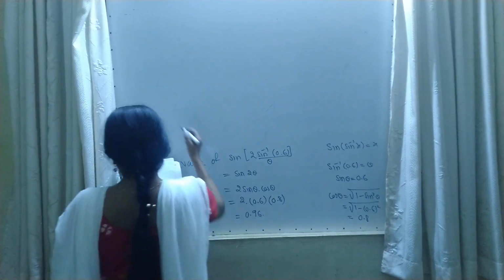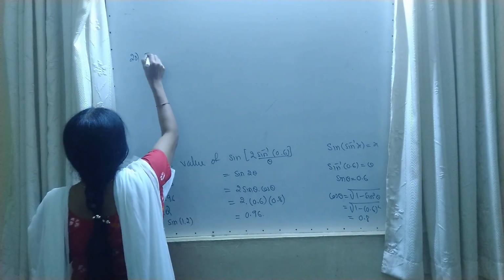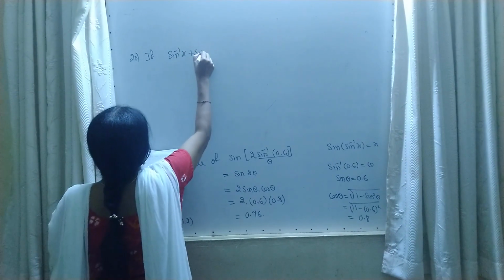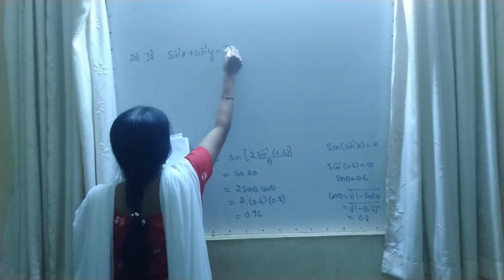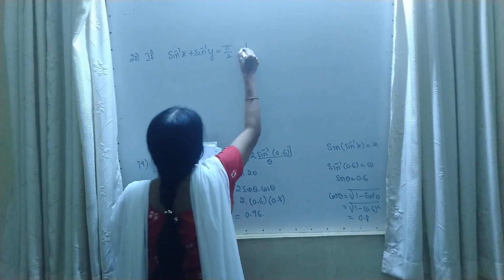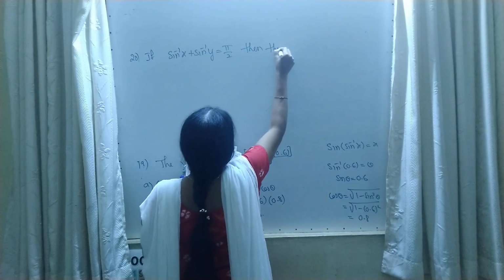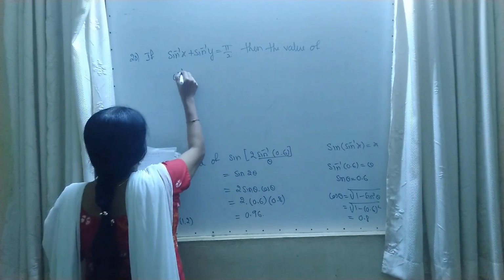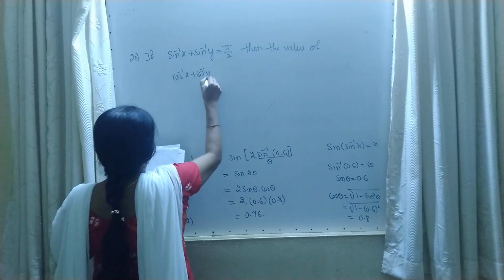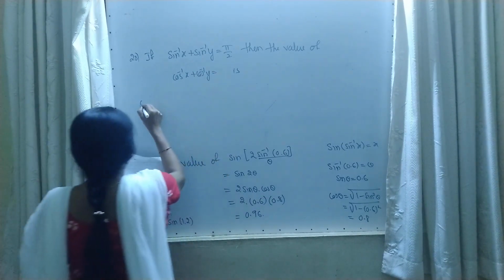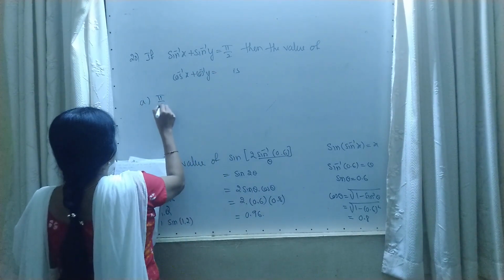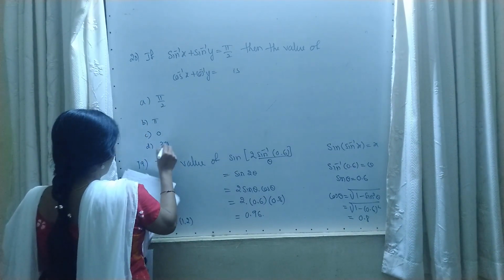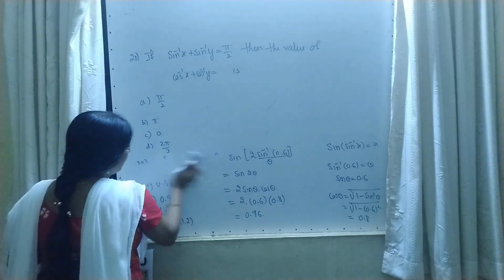Next, question number 20. If sine inverse x plus sine inverse y is equal to pi by 2, then the value of cos inverse x plus cos inverse y is, first option pi by 2, next pi, next 0, next 2 pi by 3. Here we have two methods.